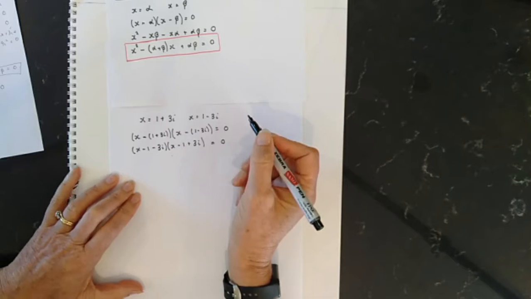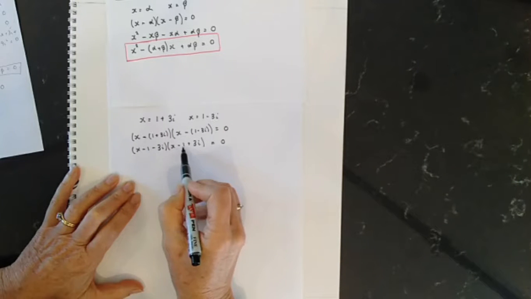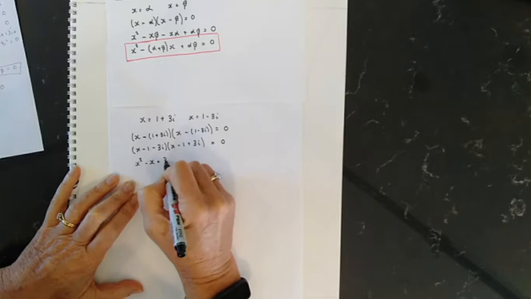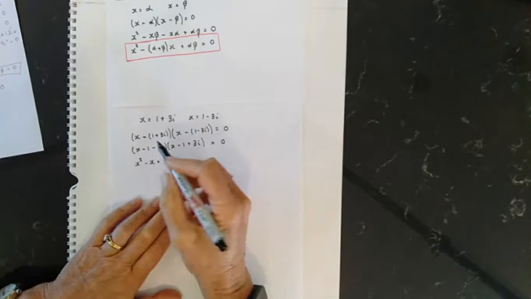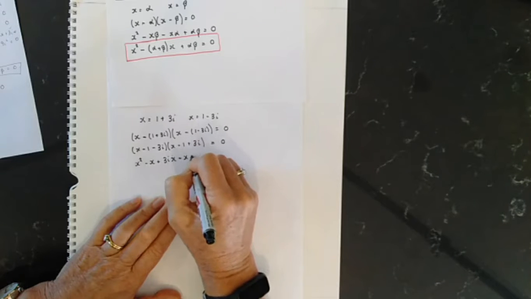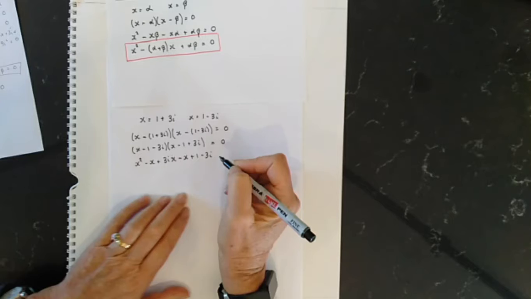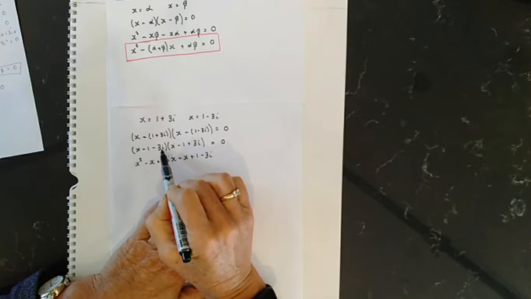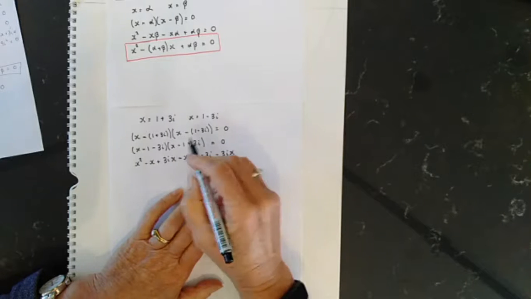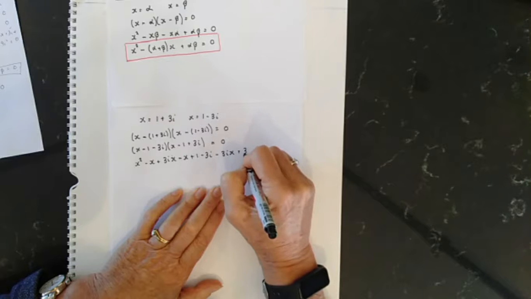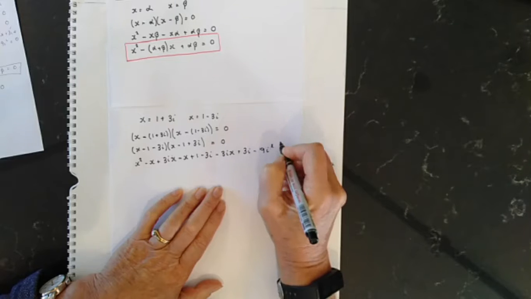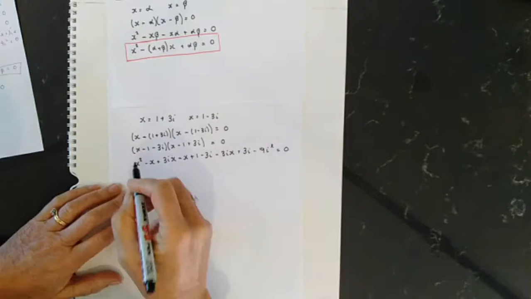And now I have to expand this, so I'm going to multiply x times each of these terms. That will give me x squared minus x plus 3ix. I'm going to multiply the minus 1 times each of these terms. Minus x plus 1 minus 3i. And I'm going to multiply the minus 3i times each of these terms. Minus 3ix. The negative and the negative make a plus 3i and minus 9i squared equals 0. That's horrible. Let's see what that simplifies down to.